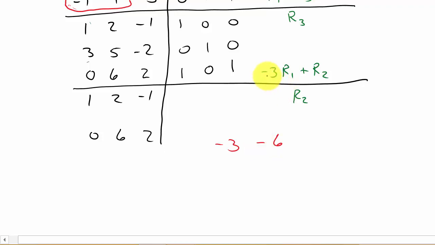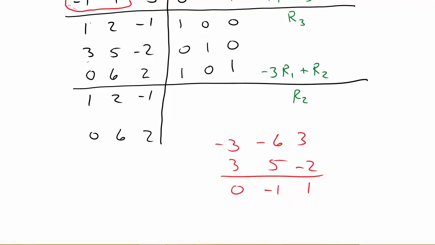And then -3 times -1 is +3. All right. So that's row 1 multiplied by -3. And then I'm going to write row 2 down: 3, 5, -2. And if I add them, I get what? 0, -1, 1. And see, that's what this is: 0, -1, and 1.